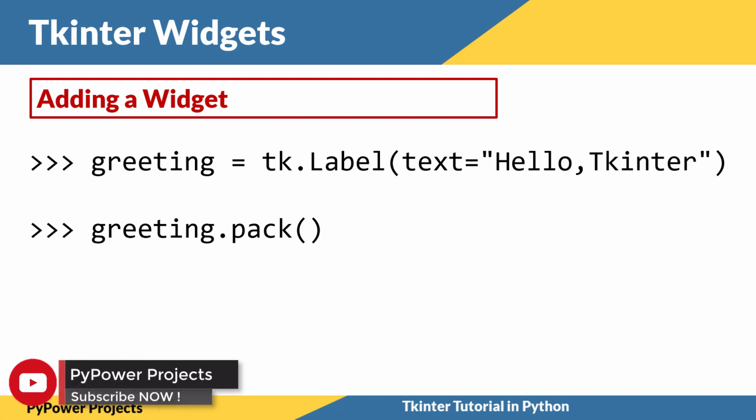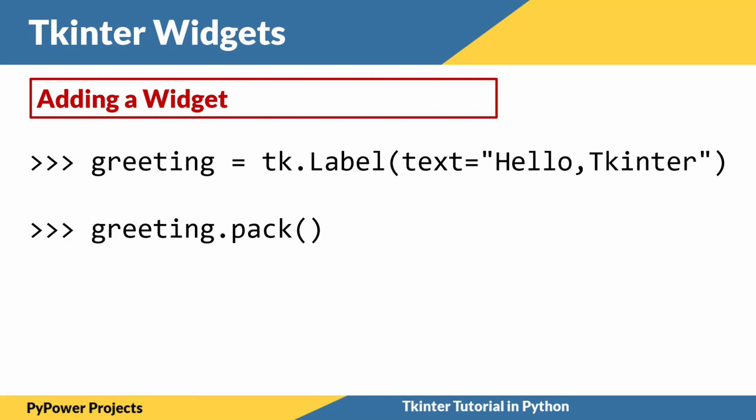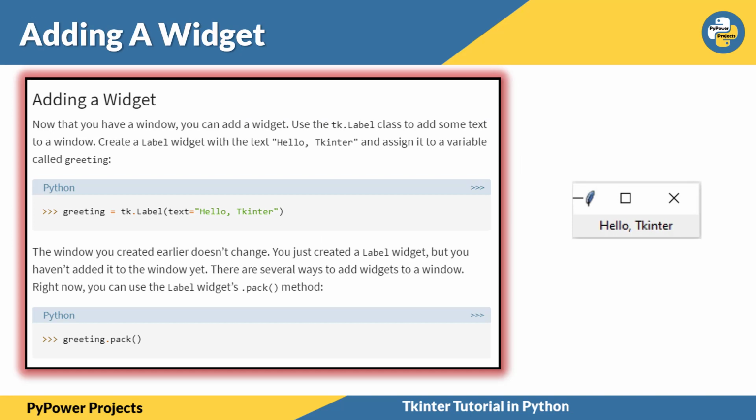Label is a kind of space where you can print something on the window. So let's say I've given greeting = tk.Label with text equals to "Hello Tkinter", and greeting.pack() to pack that in the window size. So while you are adding the widget, it will look like simply "Hello Tkinter". So this is the kind of theory.